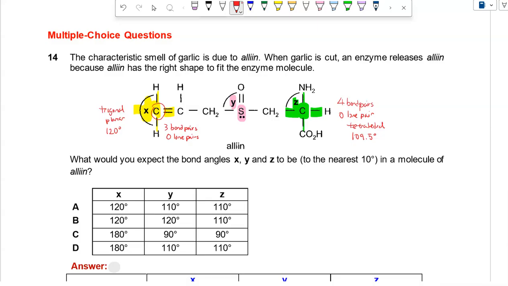Okay, for the last atom, sulfur, the remaining central atom, you have 1 bond pair, 2 bond pair, 3 bond pairs. So 3 bond pairs and 1 lone pair. So this will give you a trigonal pyramidal shape.